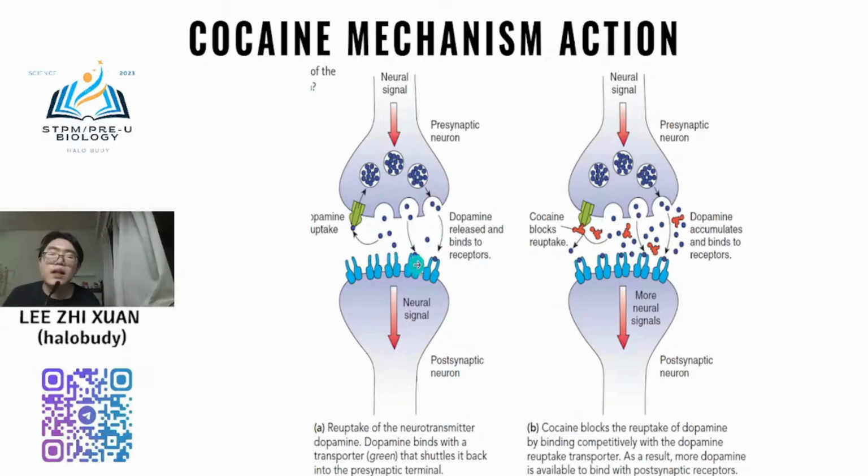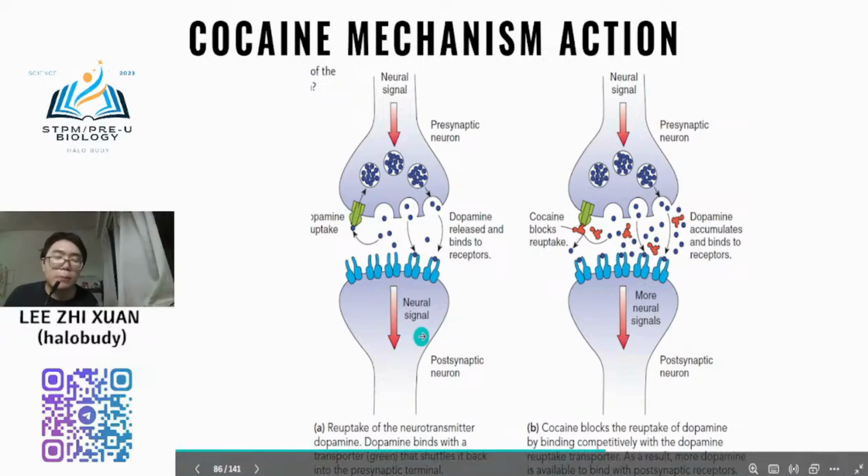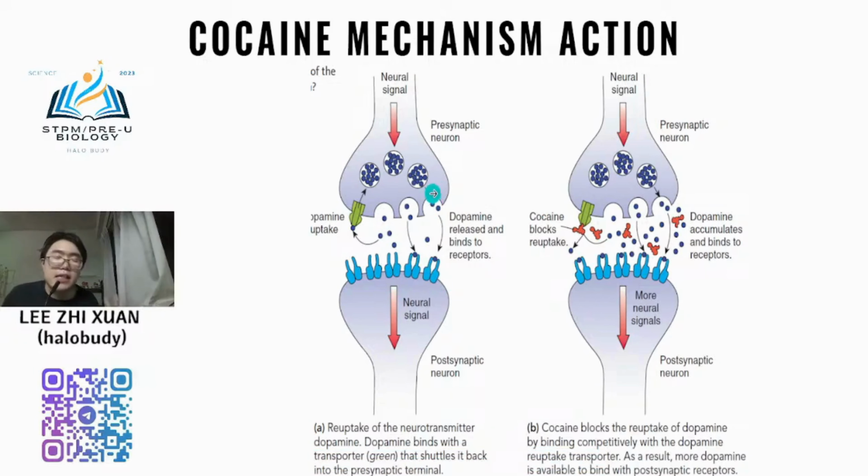So when it binds again, it will trigger the action potential for the postsynaptic neuron. It binds again, it will trigger again, and at the same time, the presynaptic neuron will release dopamine again. So the dopamine will be increased in amount rather than decreased. Okay, so this is what happens with the drug.